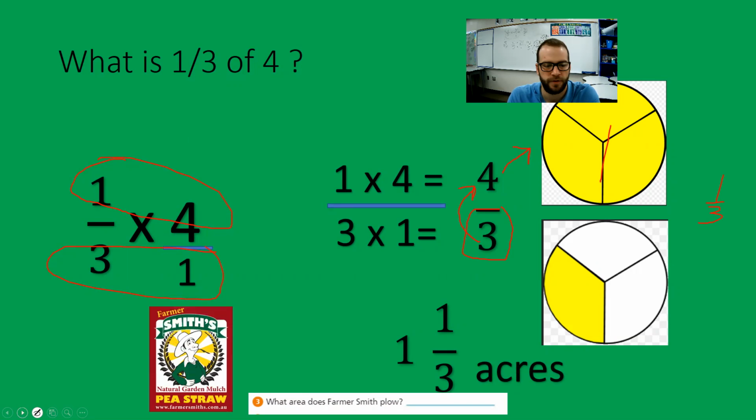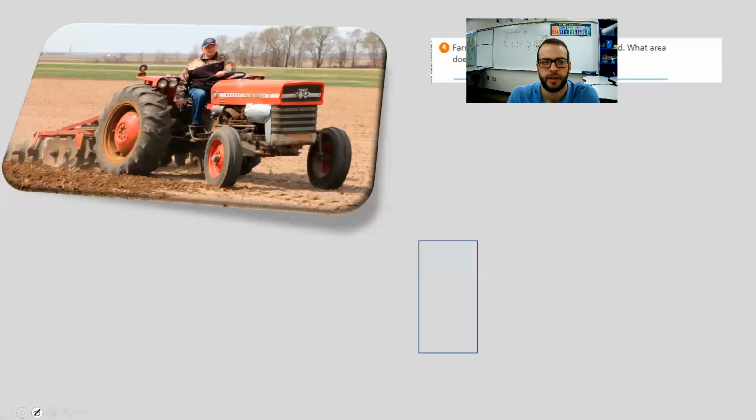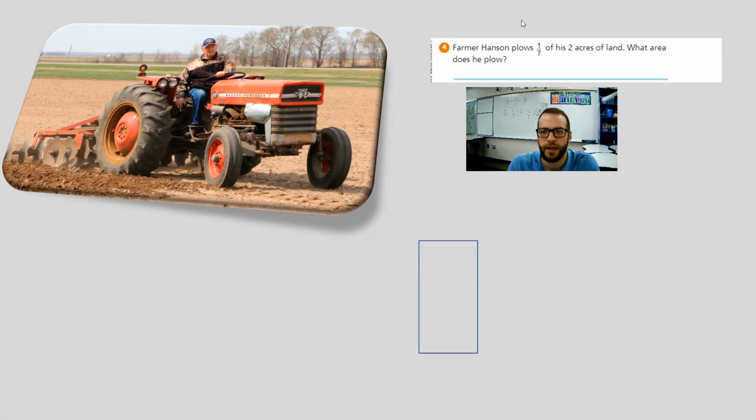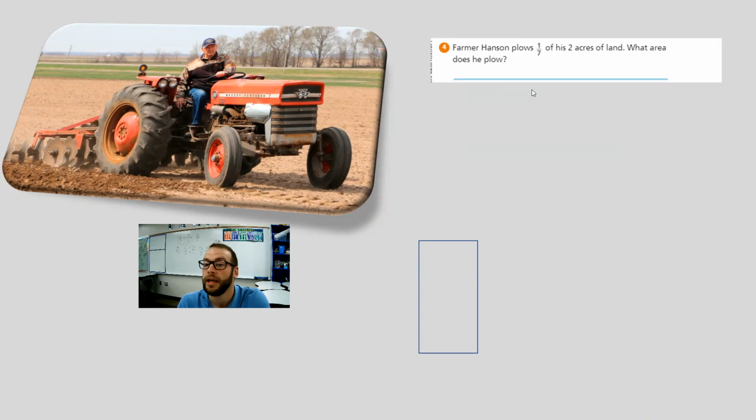There's Farmer Smith. Thank you, Farmer Smith. Let's move on. Oh, we got another farmer. Man, we just have a day full of farmers. This is Farmer Hanson, and Farmer Hanson is going to plow 1/7 of his 2 acres of land. How nice. So what area does he plow? So we just need to figure out what 1/7 of his land is, and his land is 2 acres. So 1/7 of 2. Pause it, try to figure it out, and then unpause it, and I'll give you the answer.